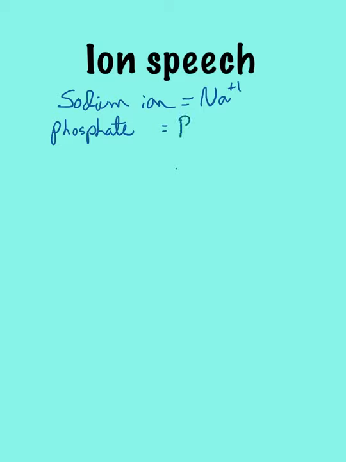So, for example, this is what you'll be learning. You'll be learning that the sodium ion is Na+1, right? It's always the same thing. And then, for example, you'll be learning things like phosphate. Okay, and phosphate is a group of ions, PO4, and the whole thing has a charge of -3.